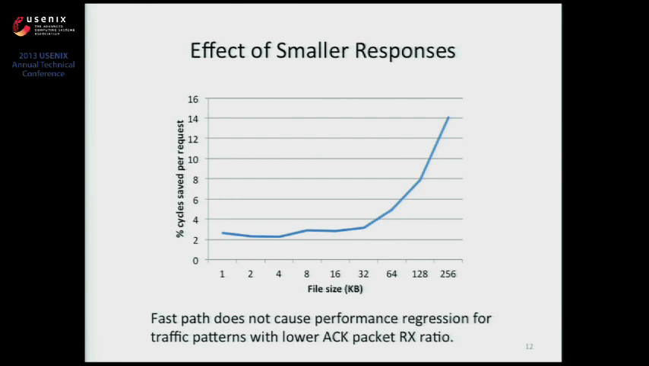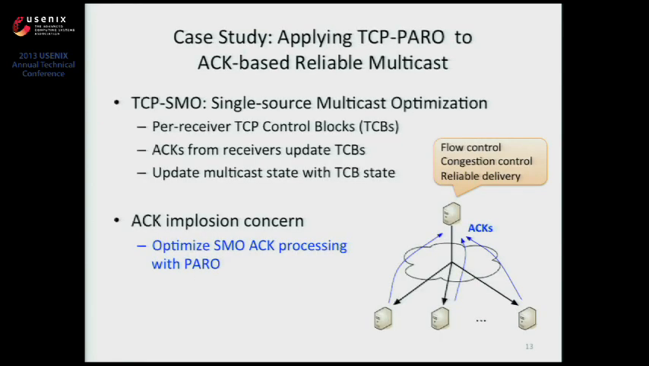But the main point here is that by introducing a parallel stack, we're not introducing any performance regressions to the existing receive routines. We also ran some netperf request-response tests, and we didn't see any throughput degradation at all. So next, I'd like to present a case study which applies this optimization to ACK-based reliable multicast.